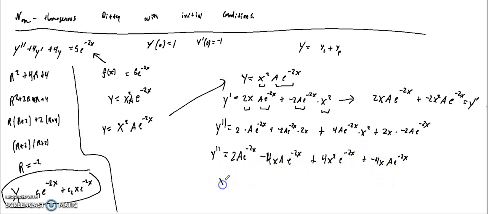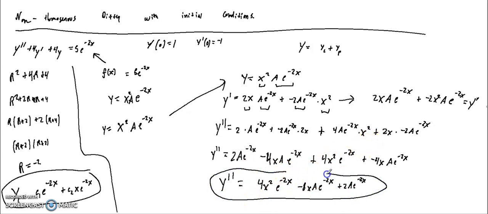And this all turns out, this is definitely going to be a two-part video. This turns out to be 4x squared e to the negative 2x minus 8x a, we add these two together, e to the negative 2x plus 2a e to the negative 2x. Now let me just reference my notes to make sure I didn't make a mistake already.